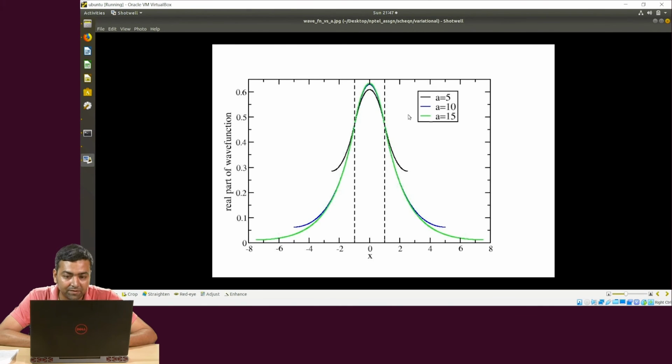If you look now at the slopes of the wave function corresponding to a equals 5, a equals 10 and a equals 15, you see that for a equals 10 and 15, outside my potential, that is on the left hand side of x equals -1 or on the right hand side of x equals +1, the wave function decays much faster. So, if I use a larger box, I will expect it to go to 0 in a much quicker way. This is something one should be careful of.